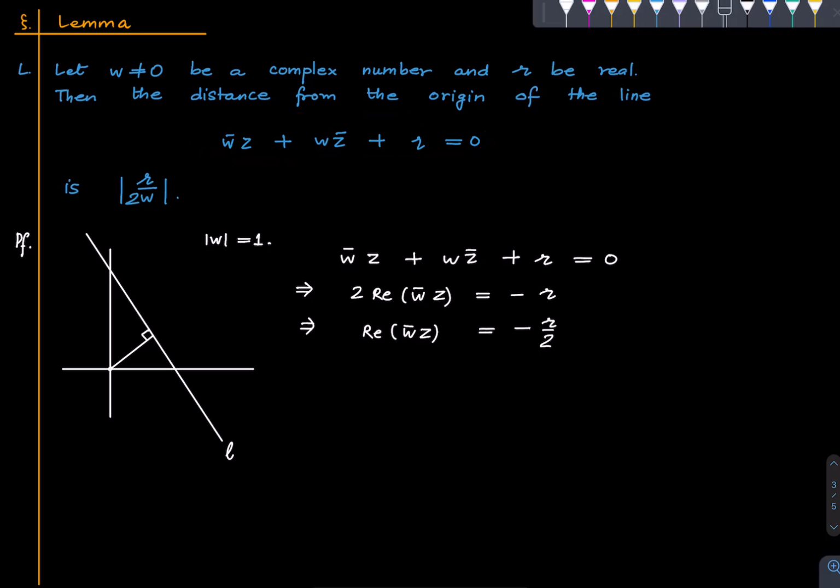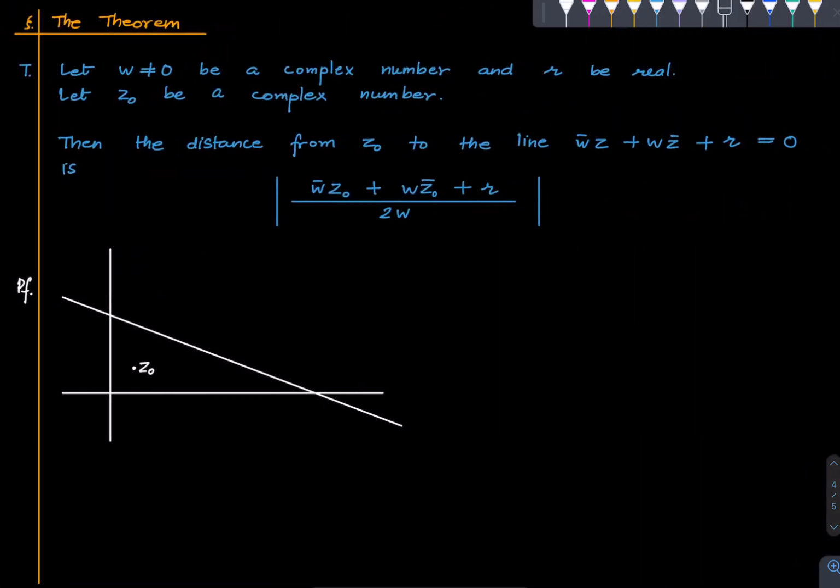Okay, so all we used was the fact that w bar just causes rotation by theta in the clockwise sense. If w is cis theta, then w bar is cis minus theta, and hence it just induces rotation in the clockwise sense, and that's it.